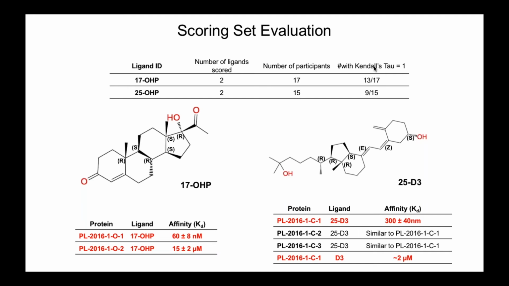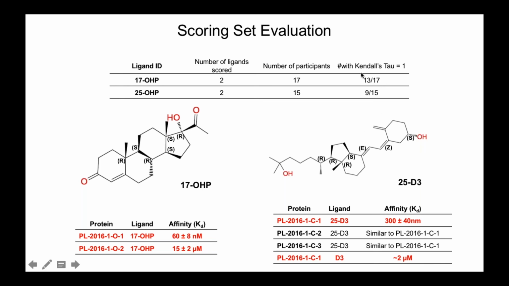Since in our data set we only had 2 ligands for each of the sub-data sets, for 17-OHP we only had 2 ligands, and for the 25D3 we only had 2 ligands with actual affinities that we could use for our analysis. In that case, the Kendall-Taus can only be 1 or -1. You score the ligands right or not, and you had a 50-50 chance of determining the ranking of these ligands.